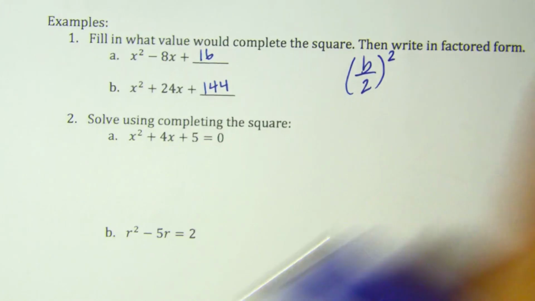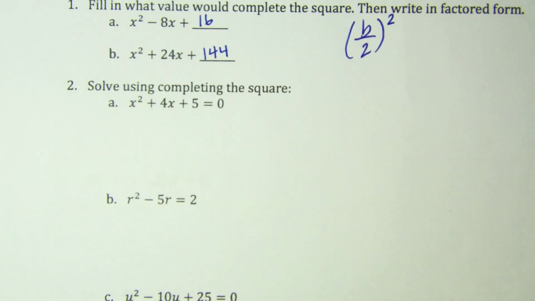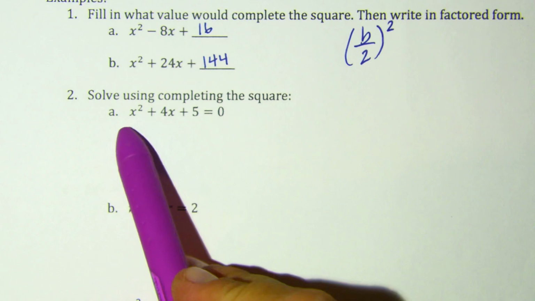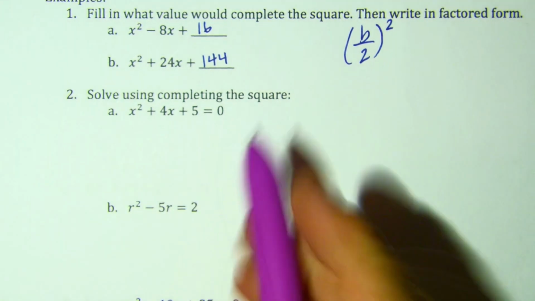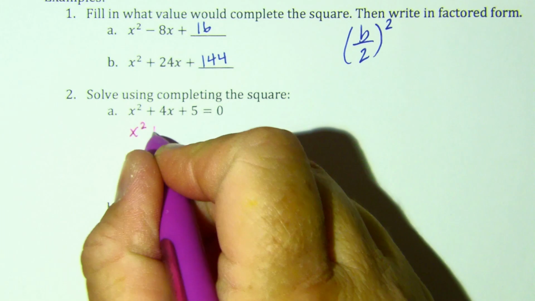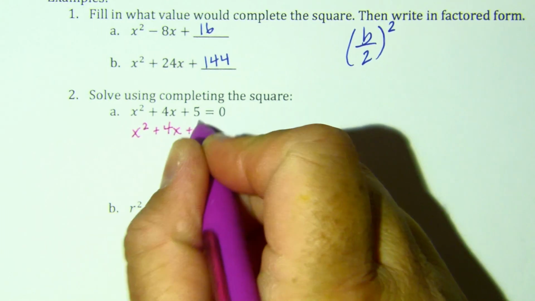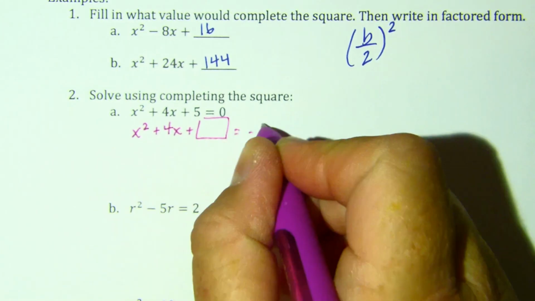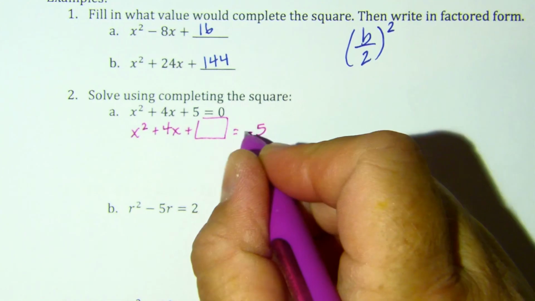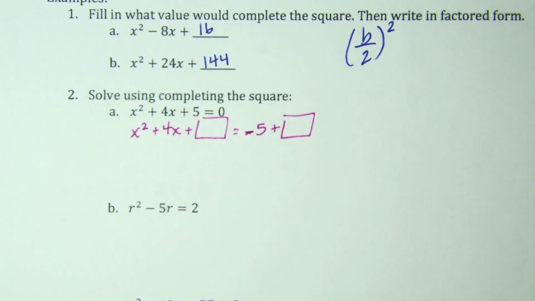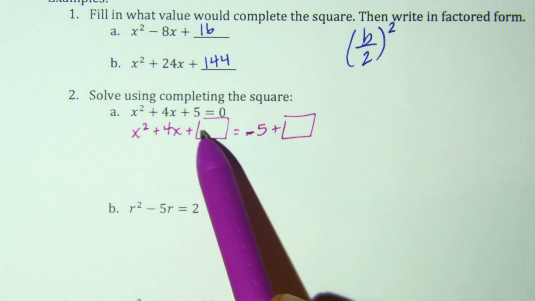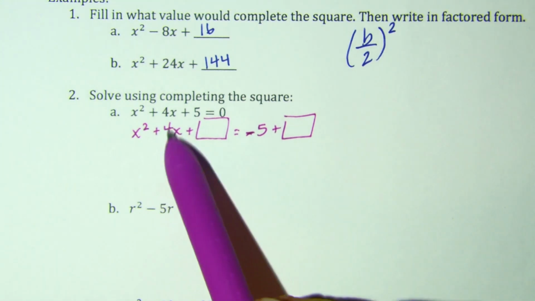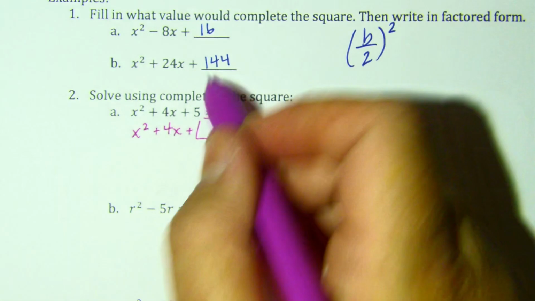The next example here is just asking us to go ahead and solve by using completing the square. So here I have x squared plus 4x plus 5. First thing I want to do is get 5 onto the other side. I know I'm going to be adding something to both sides. So -5 plus that same something. And here it's my b value divided by 2 squared going in that box. So b is 4, divided by 2 is 2. Squared is 4.